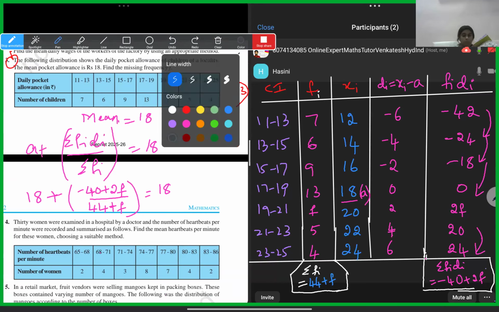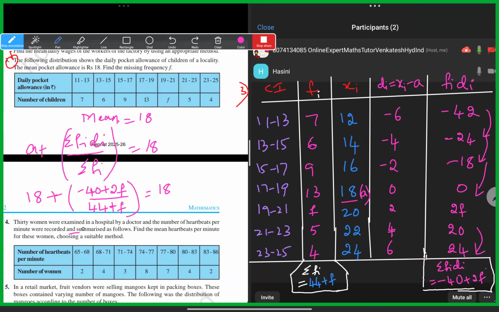What is the next step, Hasni? Minus 40 plus 2f by 44 plus f is equal to 18 minus 18, 0. This 18 went to the right side, so it will become 18 minus 18, 0.